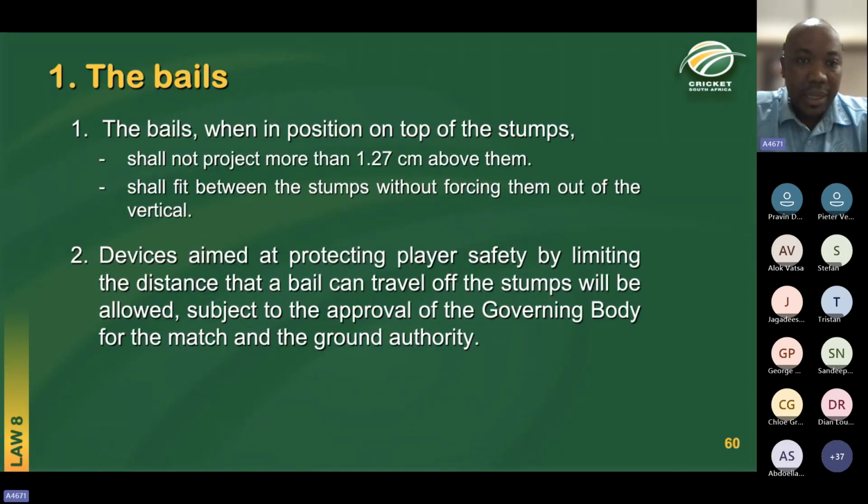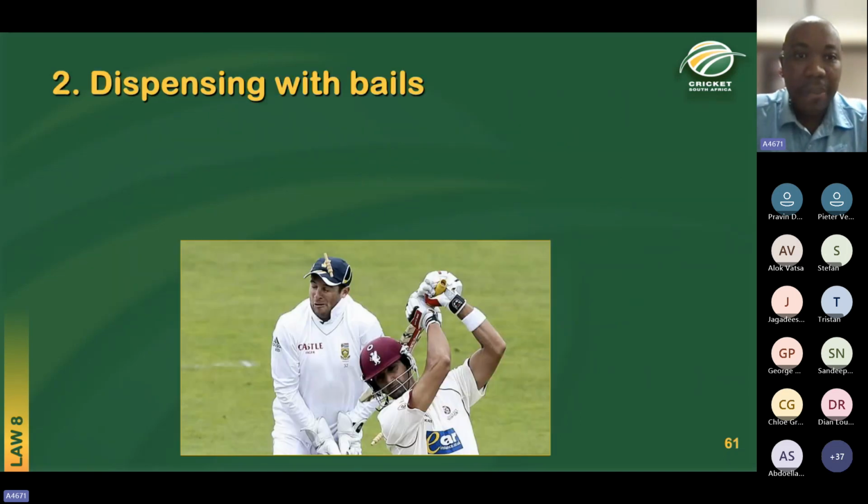So what the authorities have done is they have come up with bails and stumps that have a string attached to them so that the bail cannot fly off more than, say, 15 centimeters away from the top of the stumps. I personally haven't seen those bails and stumps. If and when I do get a picture of them, I will add it to the presentation. But it is something that the law allows for safety of players.